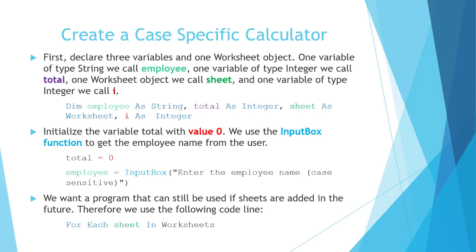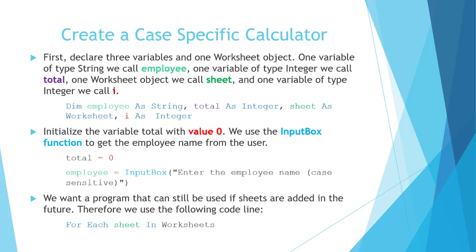So first thing we're going to do is declare 3 variables and 1 worksheet object. The first variable is going to be a string variable, a string of letters called employee. That's going to be the employee name, obviously. We're going to have a variable of the integer type called total, which is going to be our output variable, basically. We're going to have a worksheet object we call sheet, which is basically going to define the area that we're searching for these employee sales totals. And lastly, we're going to have a variable of type integer called I. And I we're going to get to in a minute, but we're not on that slide just yet.